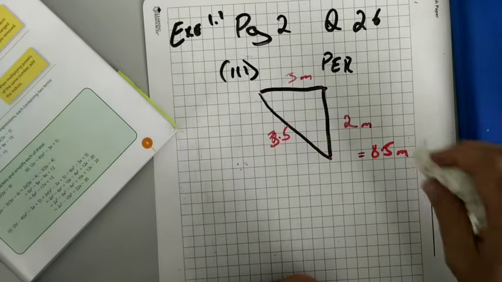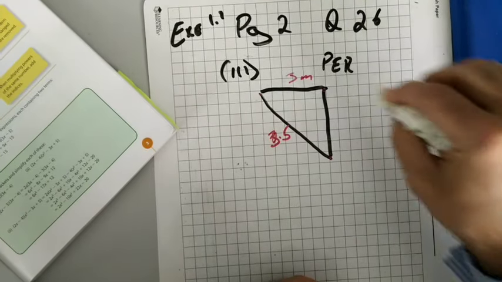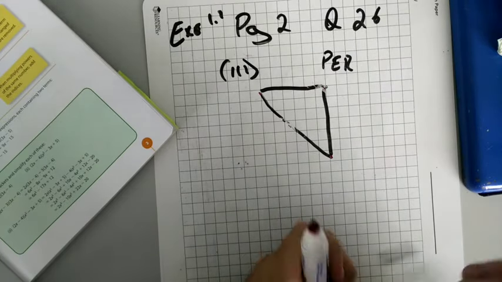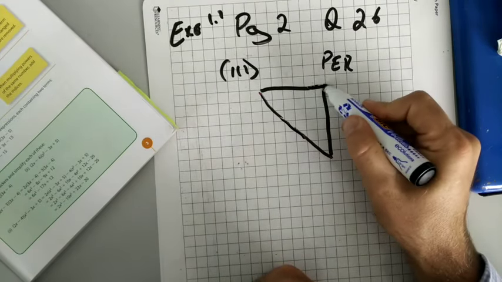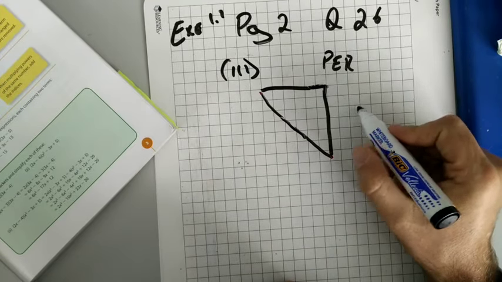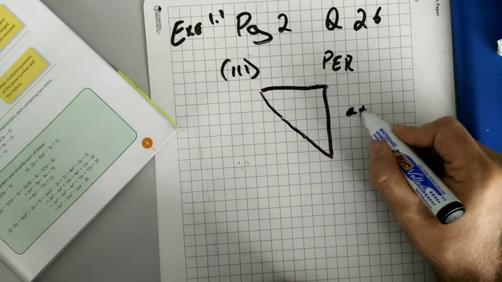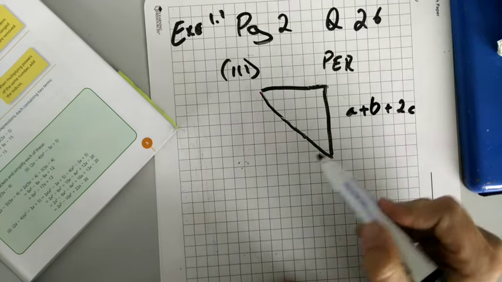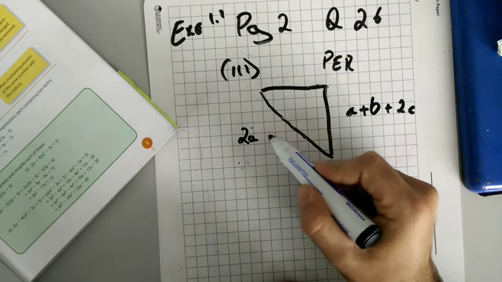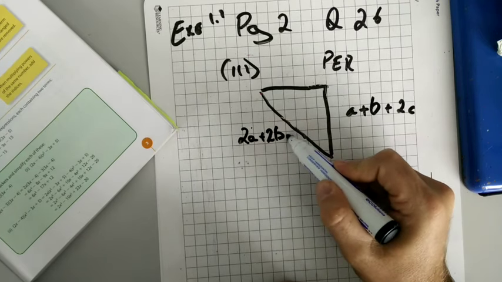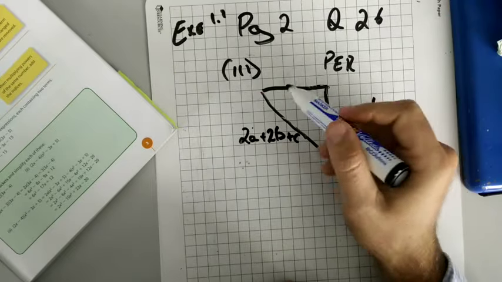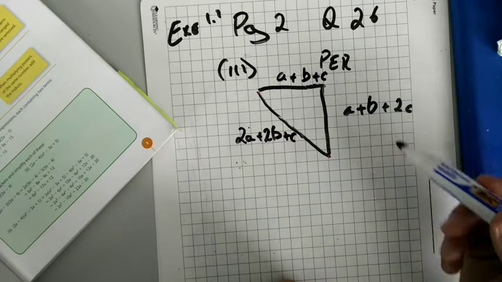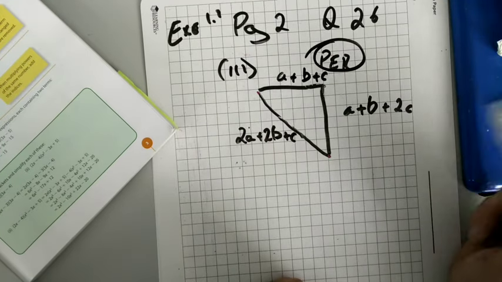Now, of course, with algebra, sometimes there are things we don't know. So this question isn't any more difficult, but this time all they've done is, instead of numbers, they've given you slightly longer looking letters. So this side here is given as A plus B plus 2C. This side here is given as 2A plus 2B plus C. And this side over here is given as A plus B plus C.